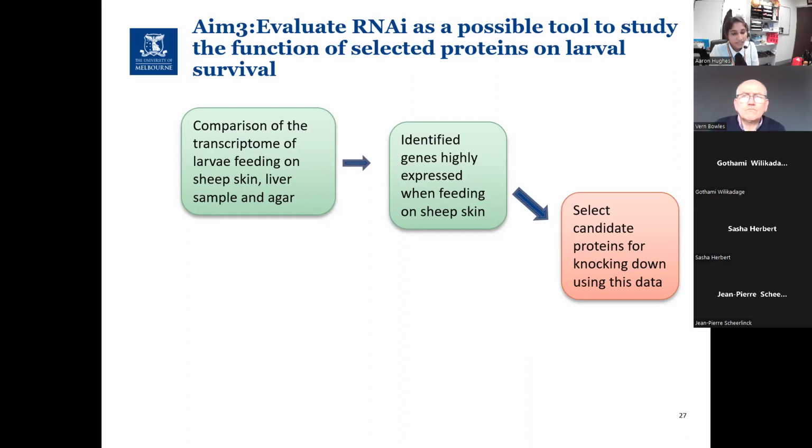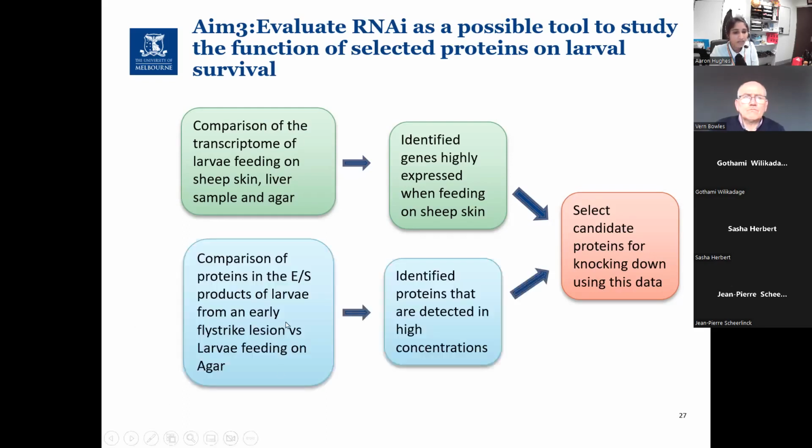And in the study that we have done using Flystrike resistant and non-selected sheep, we got our larvae, and from these larvae we were trying to compare the ES products from the larvae that were raised on the agar plate. So we were comparing the proteins released by the larvae that were feeding on the early Flystrike lesion to that of the larvae that were allowed to develop on an egg uptake.